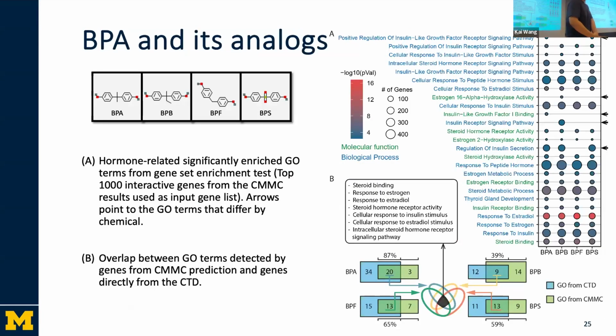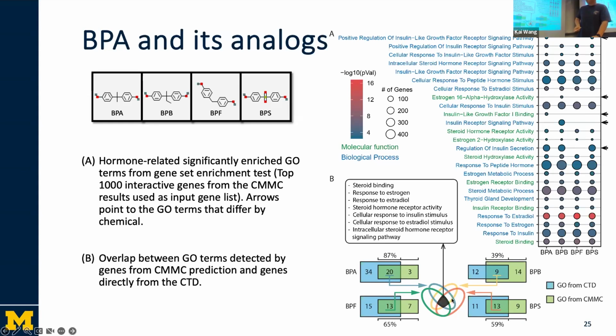Then we zoom into BPA, because BPA is a hormone related chemical. Here we grab all the hormone related GO terms from our results. Those four chemicals, you can see the structures, are very similar to each other, so we expect that those GO terms will be very similar, but not exactly the same. Most of the hormone related GO terms are enriched for all of those four chemicals, but there are some differences.